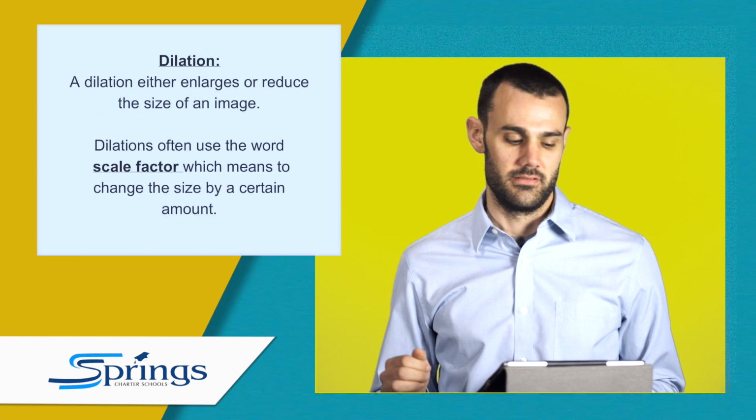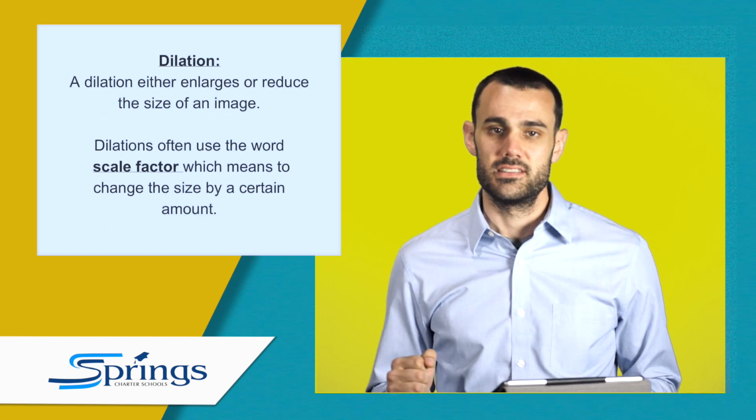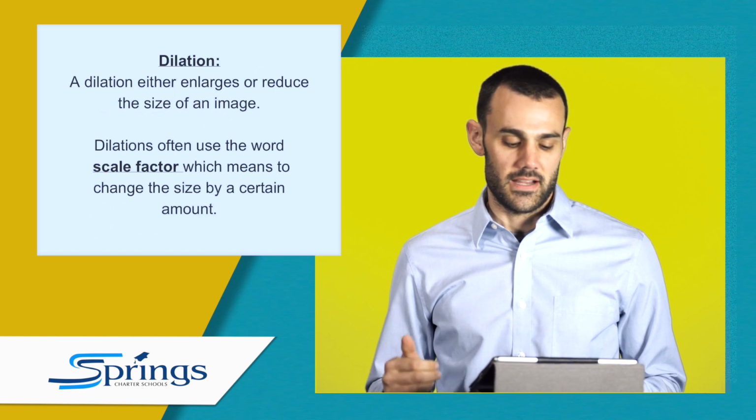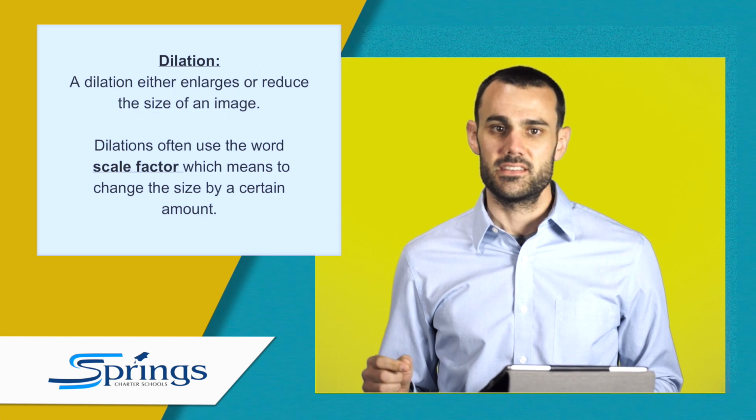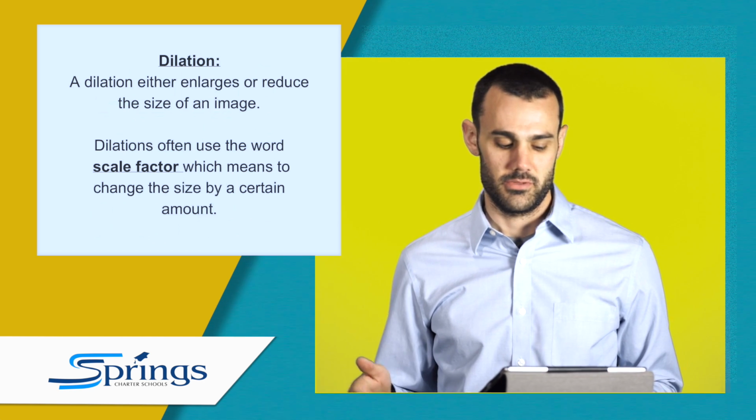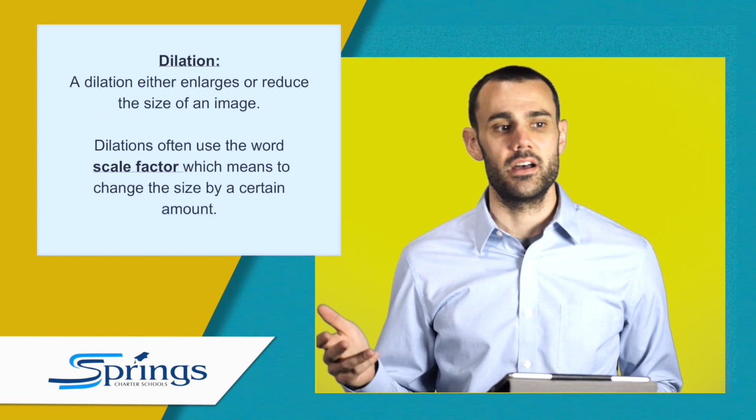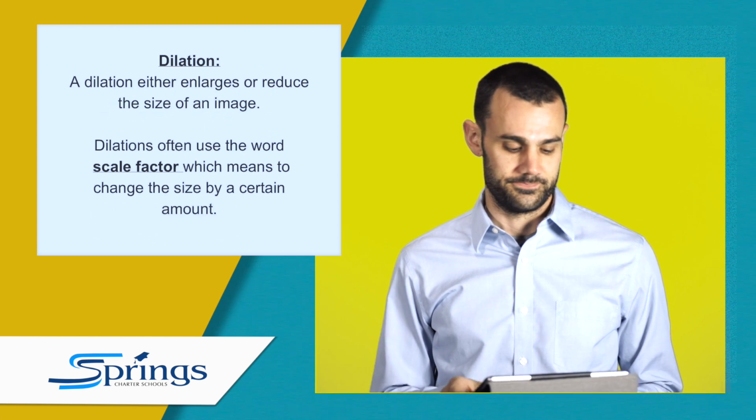All right, a dilation. A dilation either enlarges or reduces the size of an image. Basically, it makes it bigger or smaller. So dilation also uses a very particular vocabulary word. In this case, it's called scale factor, which means it can change by a certain size. So you might see problems that say scale it by 2 or 3 times, which makes the image larger.